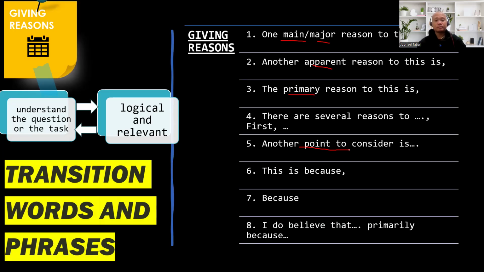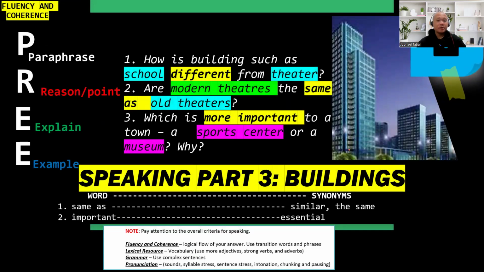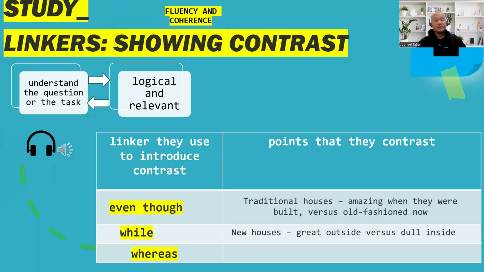Now, if we compare this to questions about making comparisons, for example, question number one, how are buildings such as schools different from a theater? Are modern theaters the same as old theaters? And which is more important to a town, a sports center or a museum, and why? In this type of question, the main way to connect the ideas is the use of complex sentences that show contrasts.